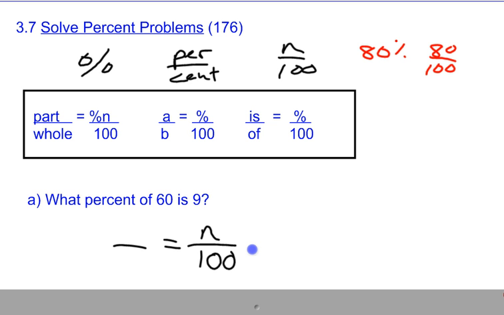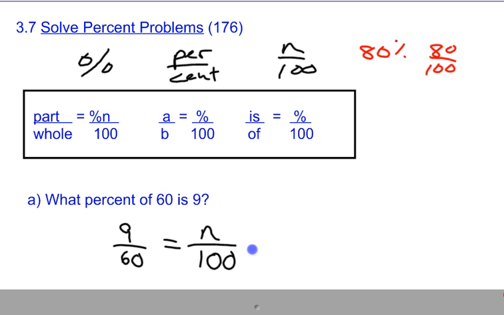So now we need to figure out which is the whole and which is the part. So which one here is the whole? It's the 60. And so 9 is some percent of 60. What percent of 60 is 9? And now we're back to yesterday. Just solve your proportion.